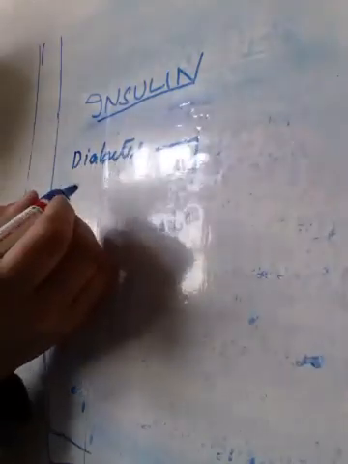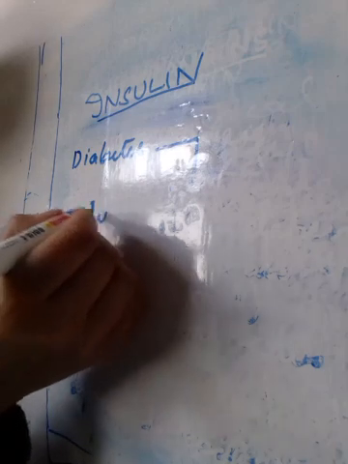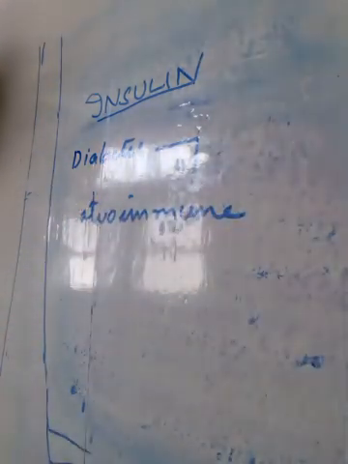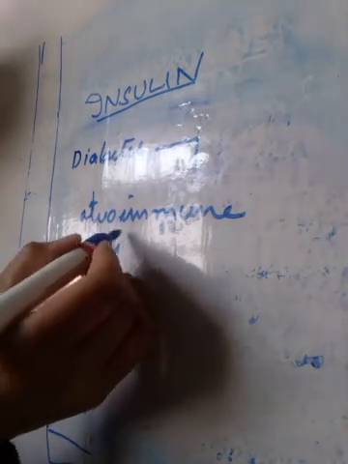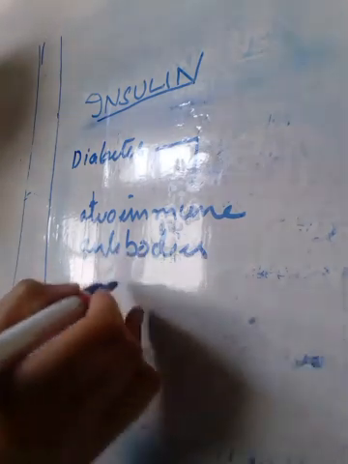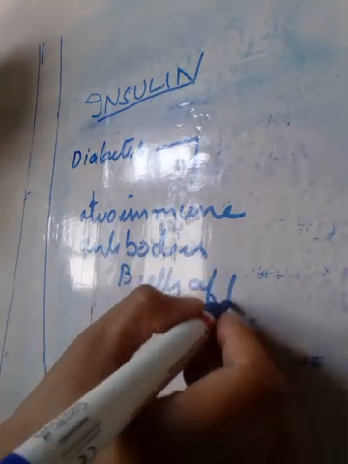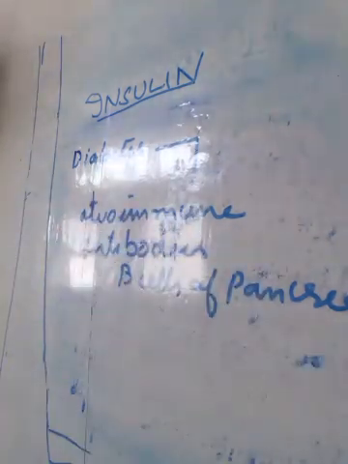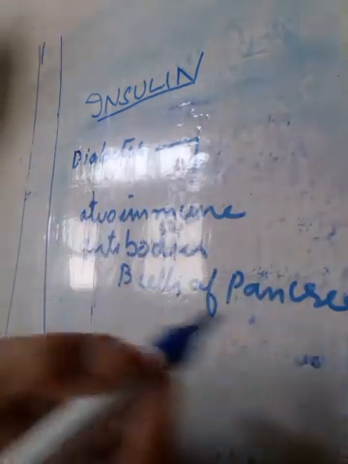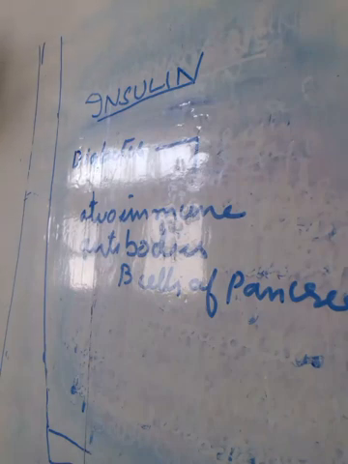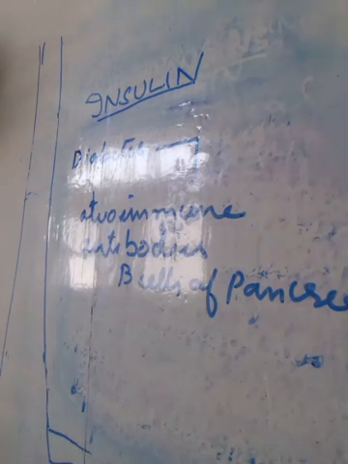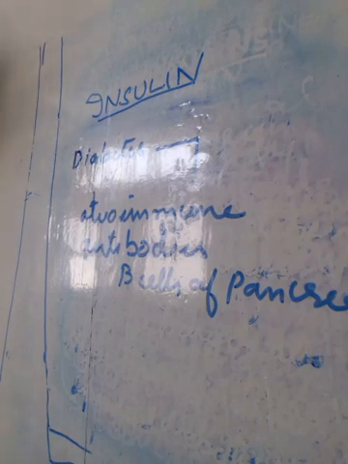In type 1, there is an autoimmune disorder. Type 1 is due to the autoimmune disorder in which the body produces antibodies against beta cells of pancreas. This type 1 is also known as juvenile onset diabetes mellitus.